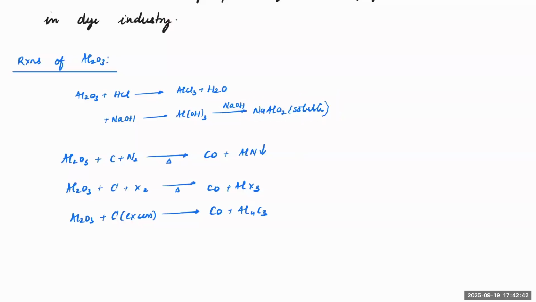And then Al2O3 plus carbon plus N2 will convert Al2O3 into AlN, and carbon monoxide will form. In the same way, with carbon and X2, it will form AlX3 and carbon monoxide. Even with excess carbon, it will become aluminum carbide and carbon monoxide. That's it. These are the typical reactions observed in boron. If you check out the boron family, this is how much you need to know.